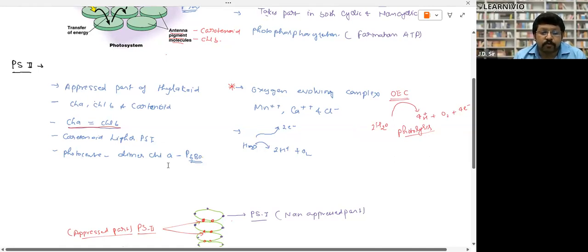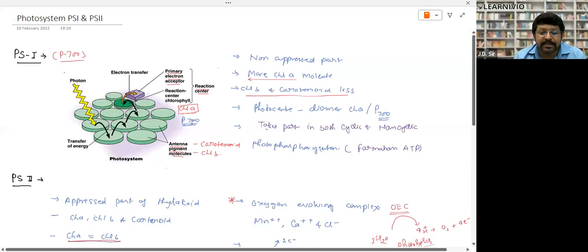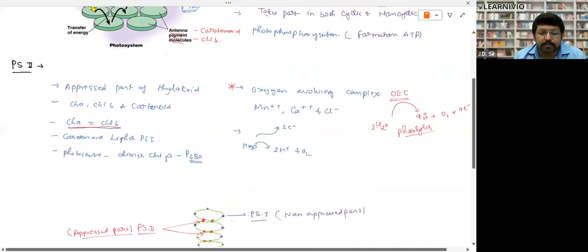The photocenter is a dimer of chlorophyll A molecules, but here the dimer of chlorophyll A molecules is P680. So in PS1 the reaction center has P700. That's why PS1 is called P700, right? Why is PS2 called P680? Because the chlorophyll A molecule is P680. It receives the wavelength of 680 nanometer, right? That's why it is called a dimer of P680, right?